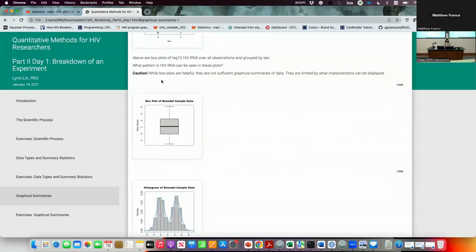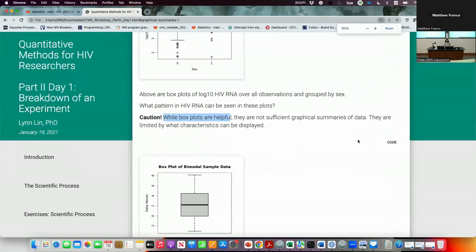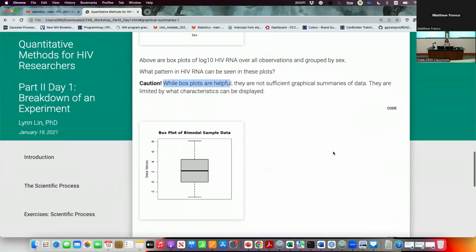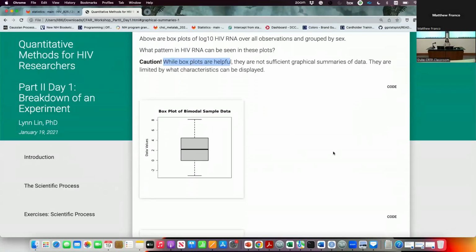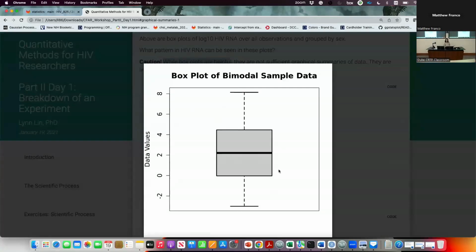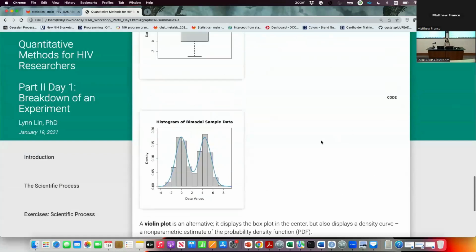Also, here is a caution. The caution says while box plots are helpful, they are not sufficient graphical summaries of data. They are limited by what characteristics can be displayed. So here, if you look at this box plot, what do you think of it? It looks sort of perfect. By looking at this, we will assume this data is symmetric, centering around 2, and the tails don't obviously have heavy tails towards either side.